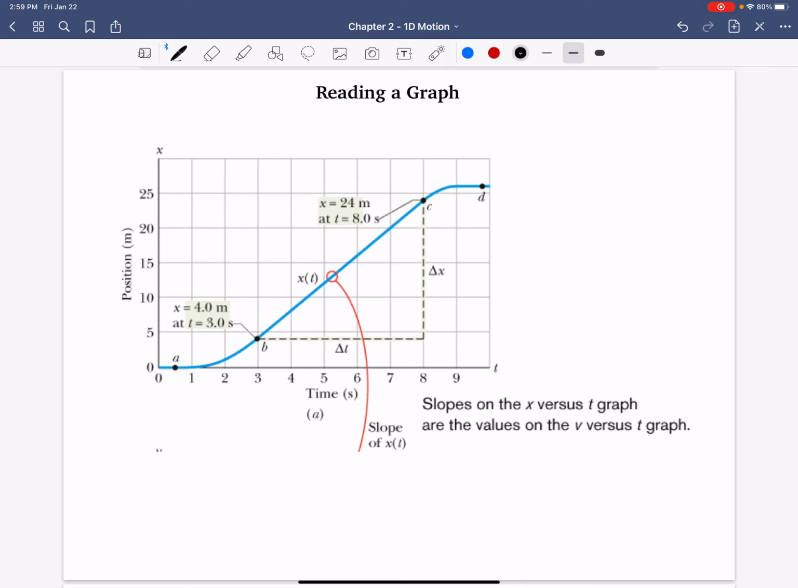Namely, how to read what's happening to a particle on a position versus time graph, like we see here, on a velocity or speed versus time graph, like we'll see next, and on an acceleration versus time graph, which we'll see towards the end. So before I get into the details of what's going on here, if you would like to pause the video and try and predict or guess yourselves what's going on, feel free to do so now.